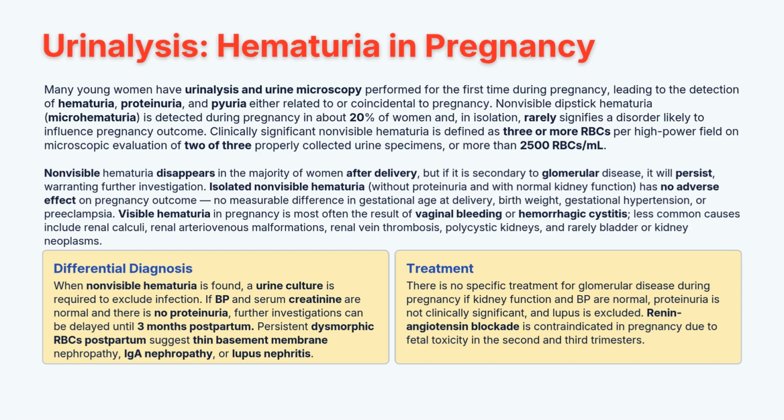In women with stable kidney function, normal blood pressure, and minimal proteinuria, no specific treatment may be needed during pregnancy. Lastly, it's very important to remember that ACE inhibitors or ARBs are contraindicated during pregnancy, especially in the second and third trimesters.